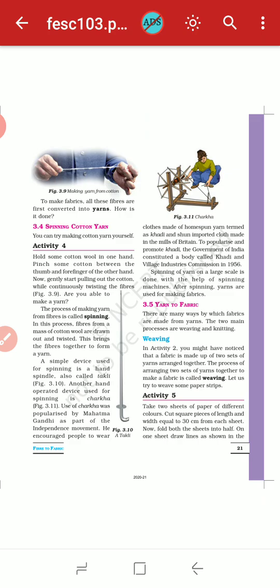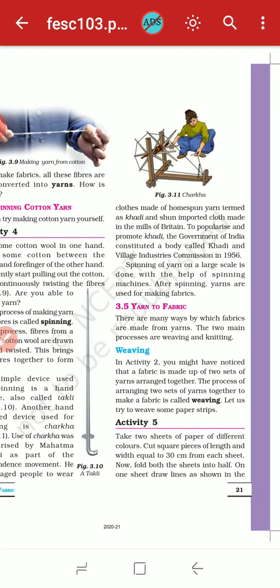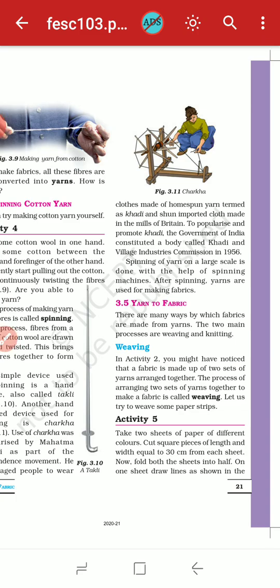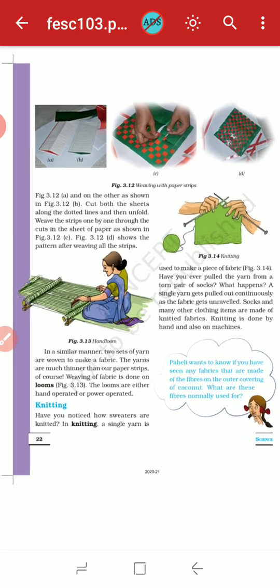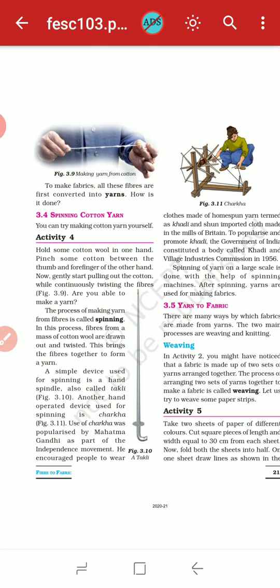In today's video we are going to study point number 3.5, that is yarn to fabric. In yarn to fabric, we learn how we can convert the yarn into fabrics. There are two kinds of methods in it: the weaving method and the knitting method. These very important methods are used for making yarn into fabric.